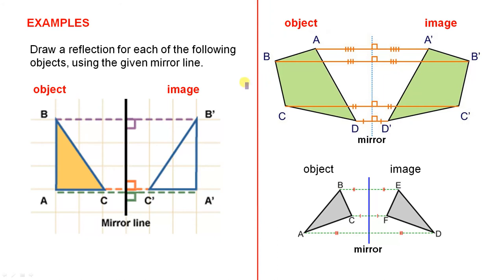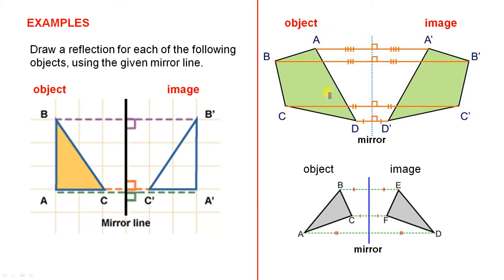Let's look at some examples. Draw a reflection for each of the following objects using the given mirror line. If that's the object, that's the triangle. It's looking at itself, if we pretend that's a mirror, or an axis of symmetry which does the same job, that's what we see on the other side. The distances are exactly the same, the object is the same shape and size.